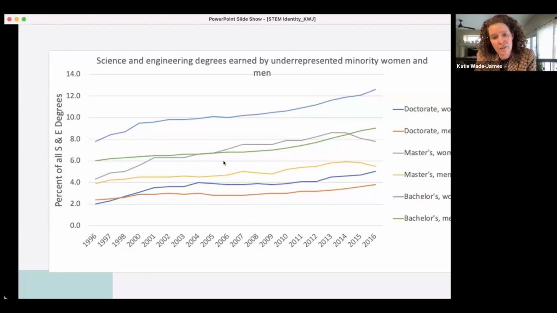So I looked at this graph and I thought, that's interesting. That doesn't quite agree with what I'm seeing happening both in K-12 classrooms and higher ed. So I pulled the data and I wanted to look a little bit closer at that.